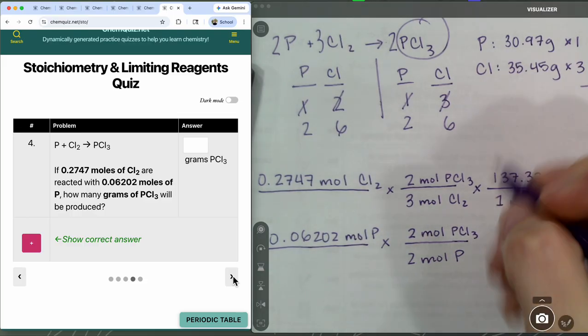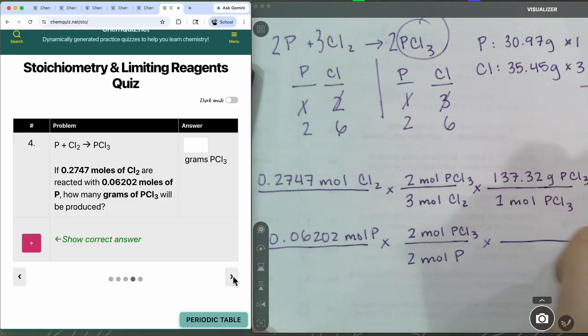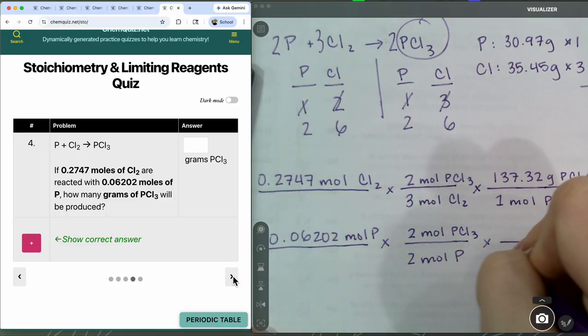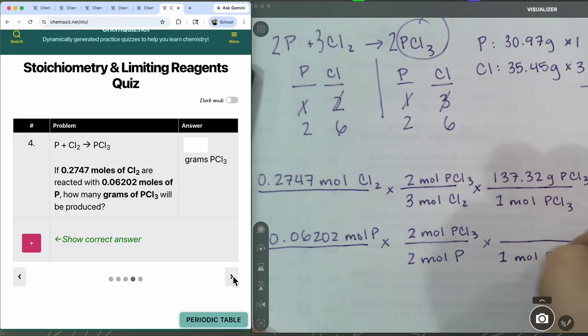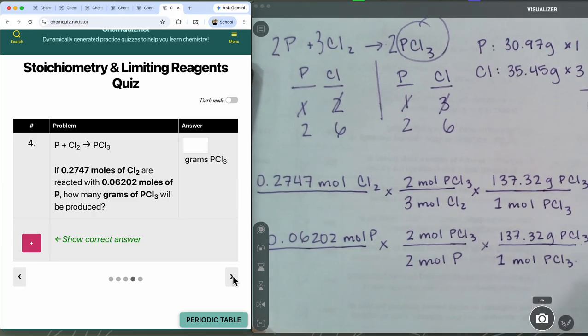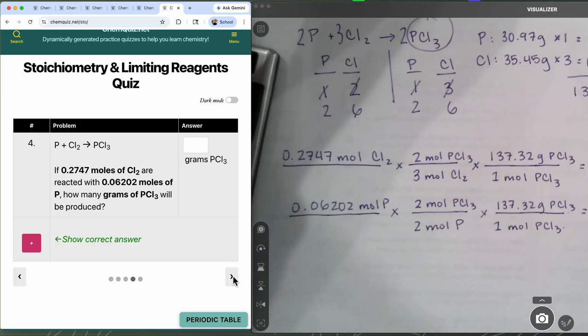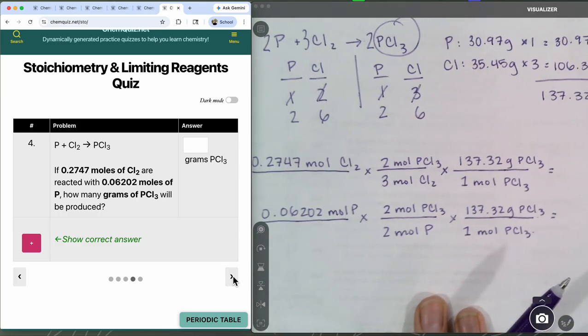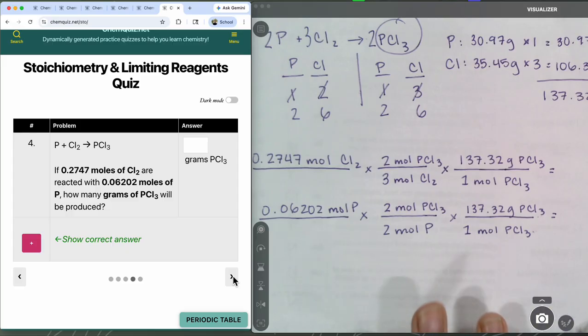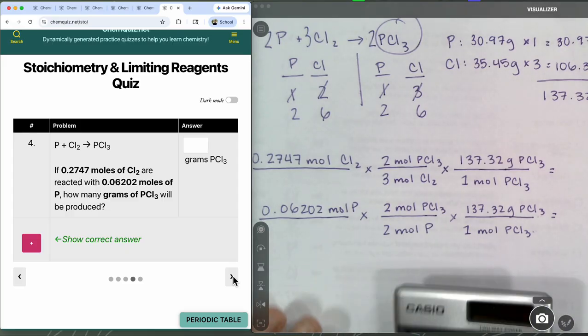Okay, so nicely done. And then we take that and we do the same we did with the other, which was if we have 1 mole of PCl3, then we'll have 137.32 grams per mole. Okay, so we're going to essentially take 2 different routes to figure out how much of this product we're going to make. Okay. So, shall we do the math? Sure. You want to do the top one and I'll do the bottom one? Okay.